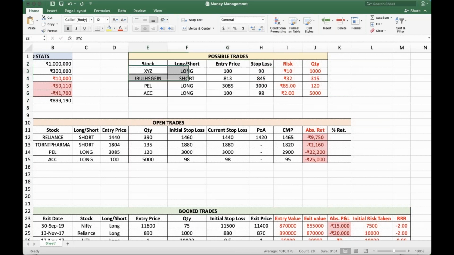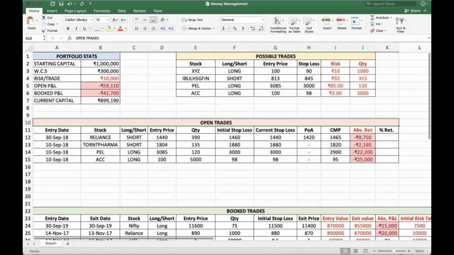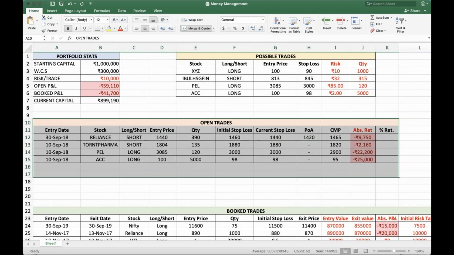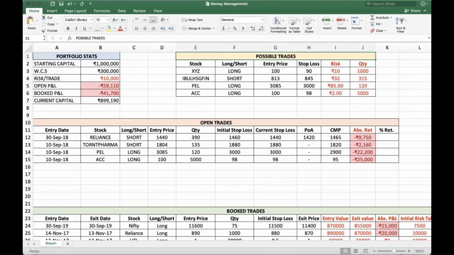Now that you have prepared, now that you know these are the 3-4 stocks I'm going to focus upon tomorrow, these are the table of open trades, the trades which are open. Now this is something that you will be doing every day, right? This possible trades is homework that you have to do as a trader every day. What am I going to hunt tomorrow? What is it that I'm going for tomorrow? This is your hunt.